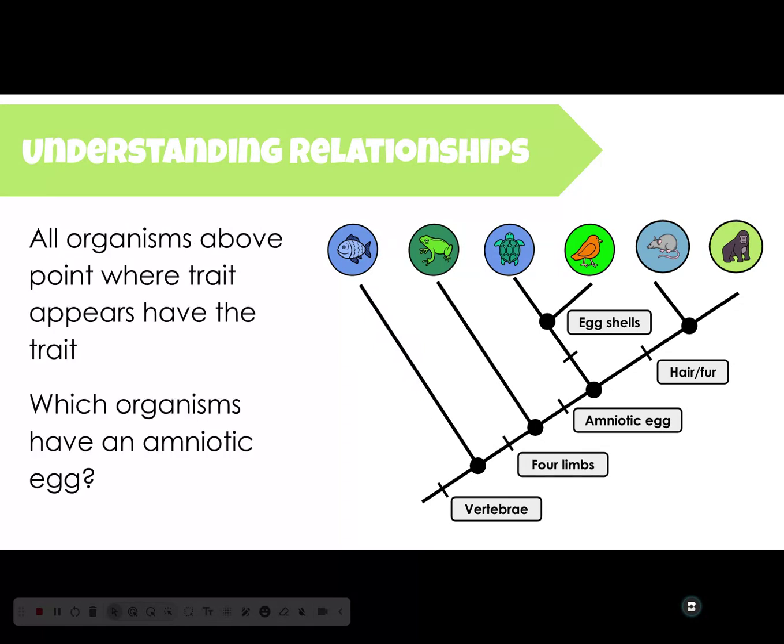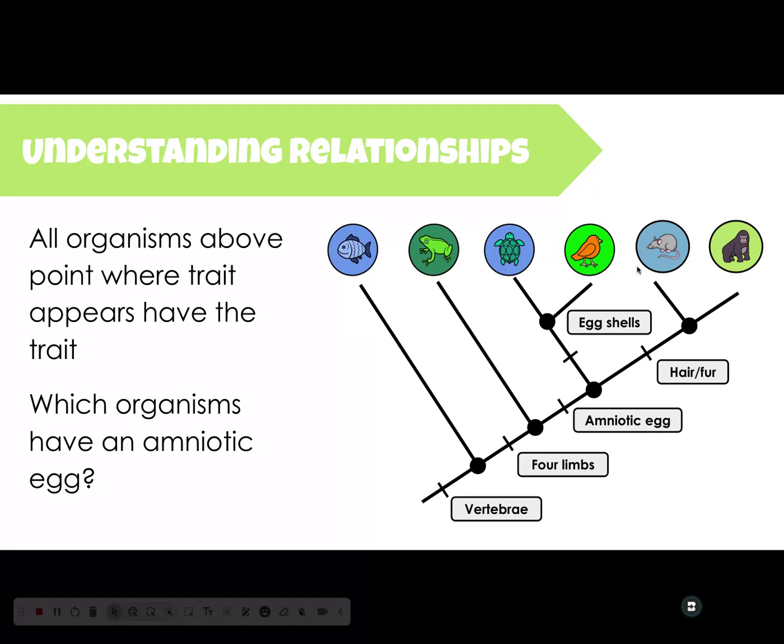We also can look at cladograms to figure out who has what traits. So where a trait appears in evolutionary time, any organisms after it are gonna have the trait. Organisms before it will not have the trait. So if we look at the trait of amniotic egg, it sits right here on the main line. So in evolutionary time, this is where the trait appeared. So any organism after this point is going to have the trait. Any organism before would not. So organisms that do have it would be the turtles and birds, because this point happens after the amniotic egg.